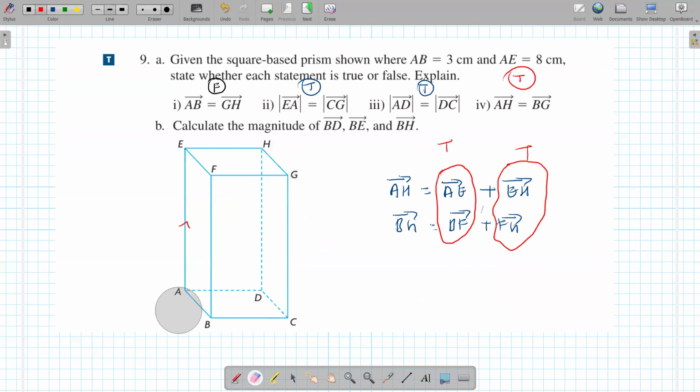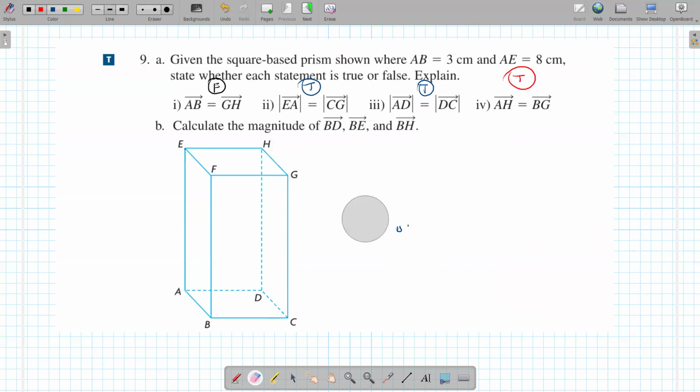B. Calculate the magnitude of BD. All right, where is BD? BD is here. You don't need vectors to do this. Remember, it's a square, so all angles are 90 degrees, and we know they're equivalent. How big is BD? How do we find BD? It's the square root of 18. Correct. Square root of 18 is square root of 2 times square root of 9. Remember perfect squares? It's 3 root 2.